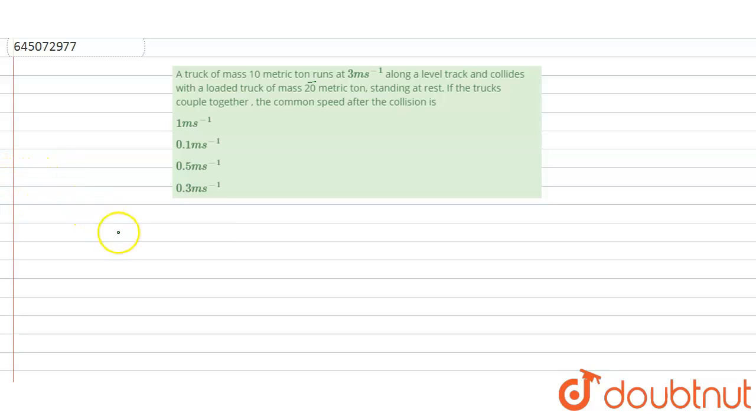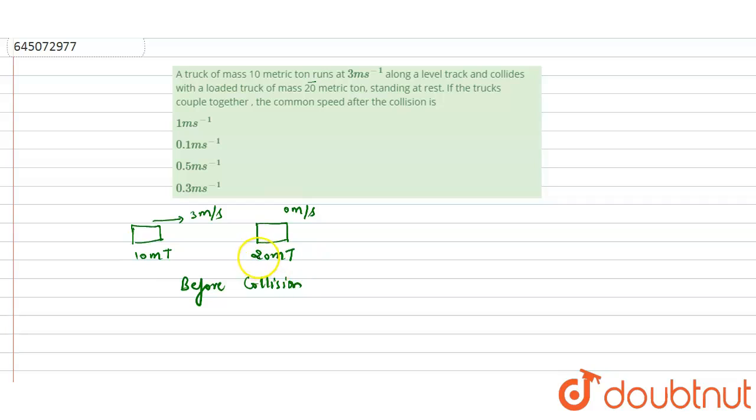Now in this question, a collision is taking place between a truck of mass 10 metric ton and another truck of mass 20 metric ton. Now let us consider the 10 metric ton truck is moving with 3 meter per second. Now another truck of mass 20 metric ton is at rest, so the velocity is 0 meter per second. Now this is the condition before collision.